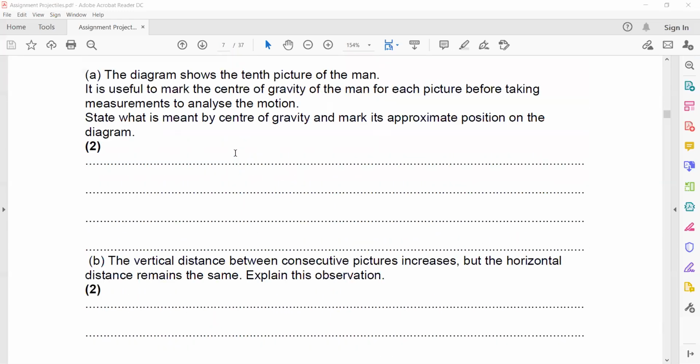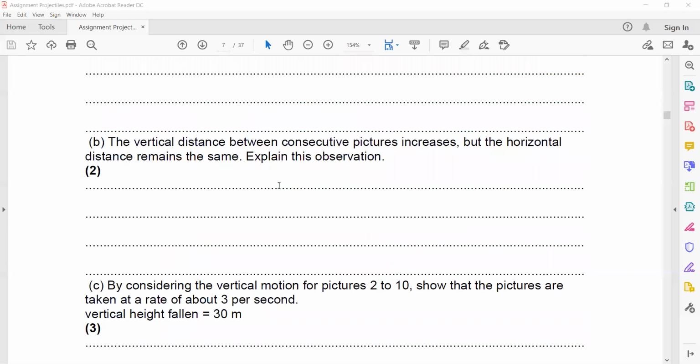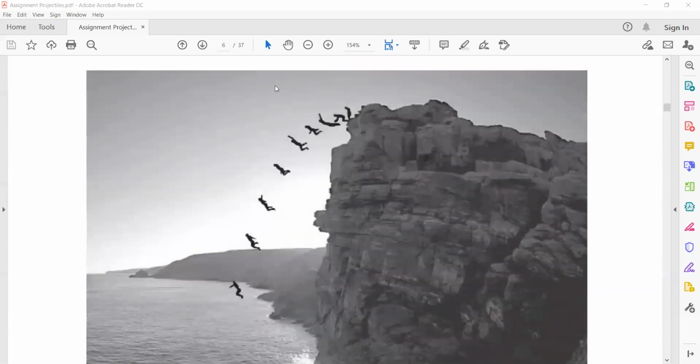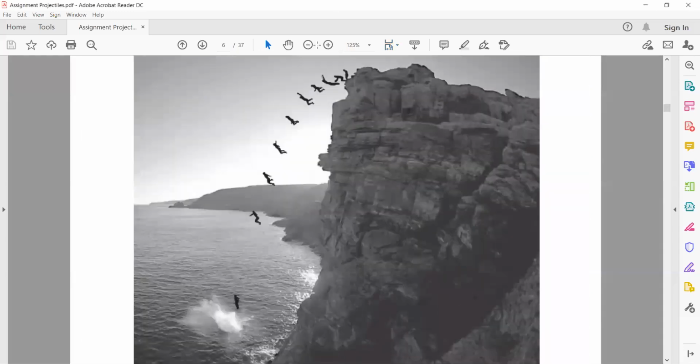Then the vertical distance between the consecutive pictures increases, but the horizontal distance remains the same. Explain this observation. So what do they mean? The horizontal distance remains the same. Why is the horizontal distance, like between the second and third picture, third and fourth, all the same?